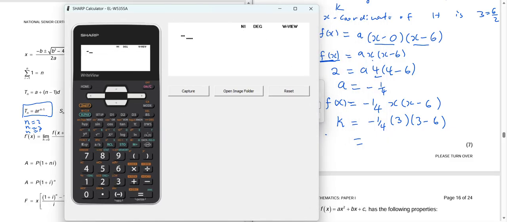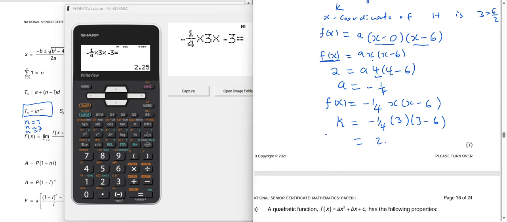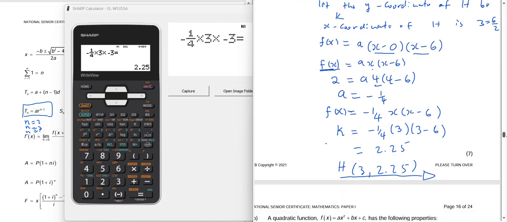So what we get, we say minus 1 over 4 times 3 times, so 3 minus 6 is minus 3. So the coordinate is going to be 9 over 4. 9 over 4 is the same thing as 2.25. So the coordinate of h is what? The x coordinate we said is 3, and k is the y coordinate, so it's 2.25. Then we are done. So that is how we were supposed to solve question 9.